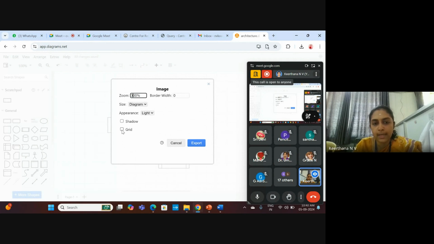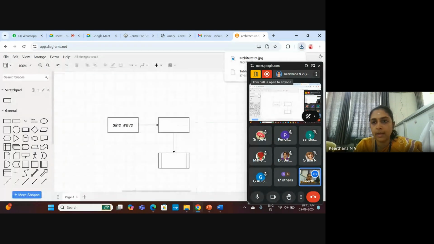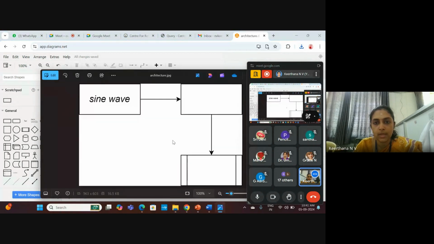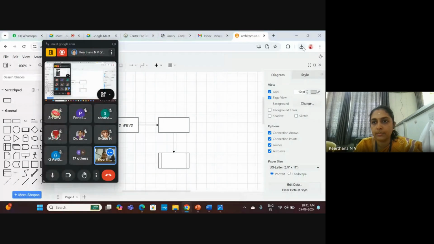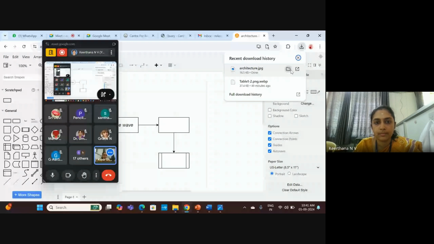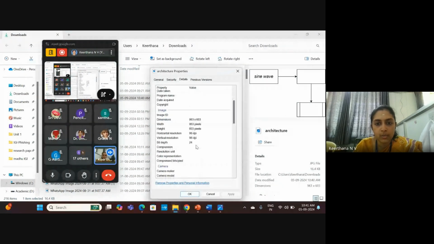If you select a grid, your diagram will show the background grid lines, so please don't select that. When you are exporting, the diagram will be downloaded here. See here, you can check the image properties. In the details tab, you can see it is only 96 dpi. You can increase the resolution of the image by using an online dpi converter tool.